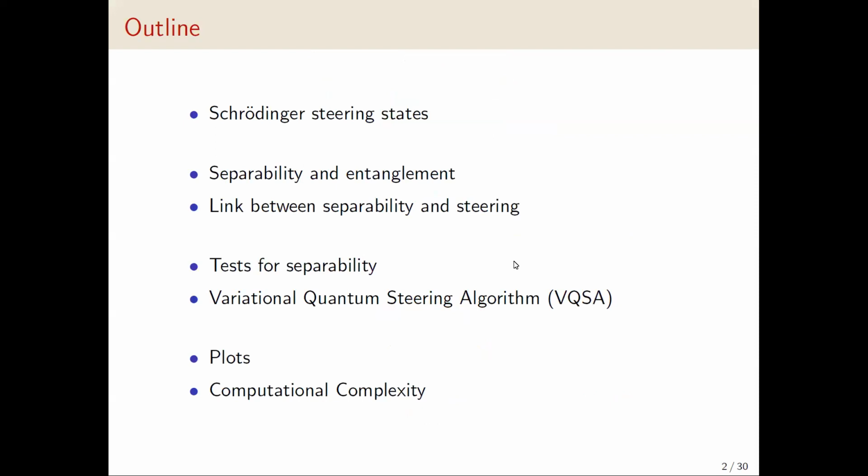First I'll start by telling you about Schrodinger steering. Then I'll tell you about separability and entanglement, and the link between separability and steering. I'll explain my test for separability, then what I call a variational quantum steering algorithm, then some plots and some computational complexity.